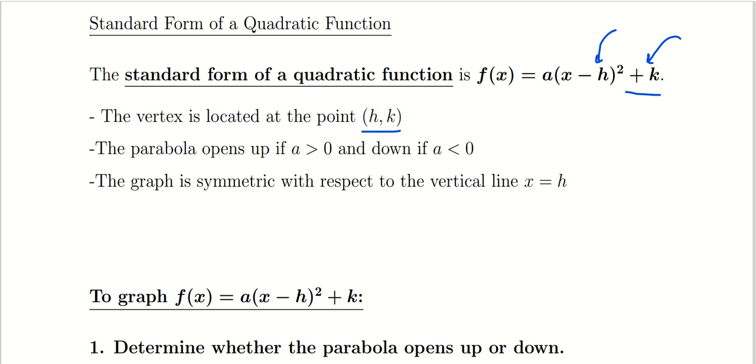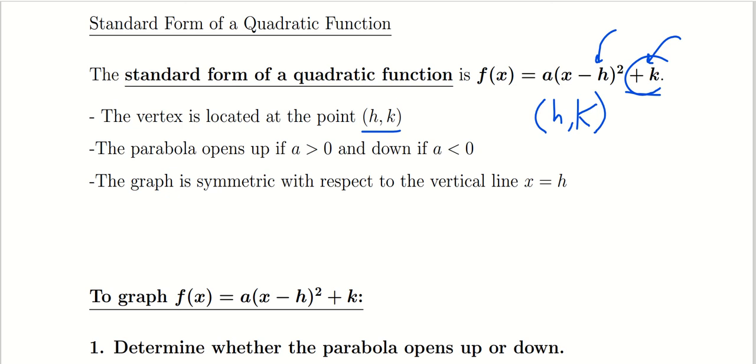For some students, the way I hear that they like to memorize this is that whatever's with the x on the inside, it's the opposite sign of what you see on the inside. So if you think of this not as subtracting h, but as a negative h, then a positive h is going to go here, and literally whatever you see on the outside is going to be the y value of the vertex.